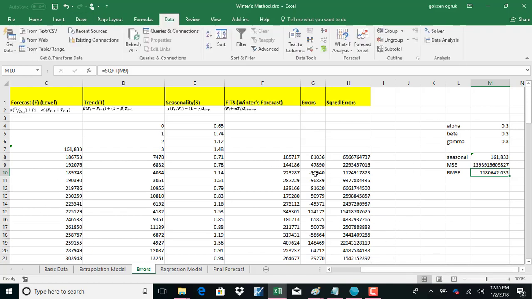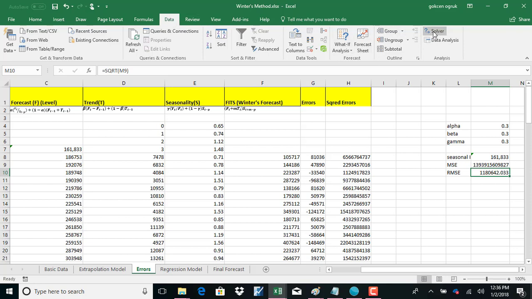Then I have calculated errors, and then I calculated squared errors, and then I found the mean square error, and finally I calculated the root mean square error. Here, the root mean square error is 1,180,642. And I used alpha 0.3, beta 0.3, gamma 0.3 to calculate this root mean square error. Now, I will show you how to use Solver to find the optimal constants that in fact minimize the root mean square error. So you click here on Data.